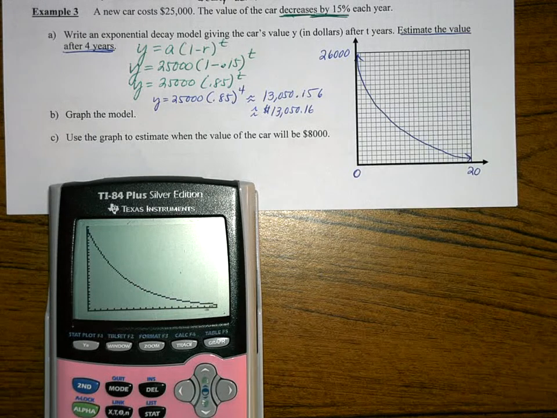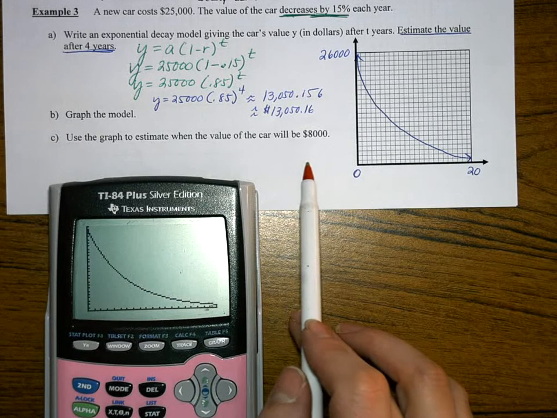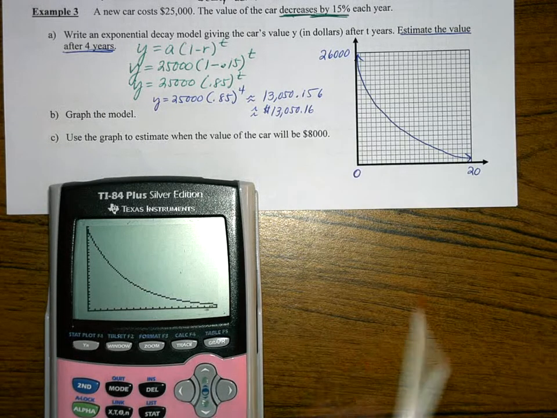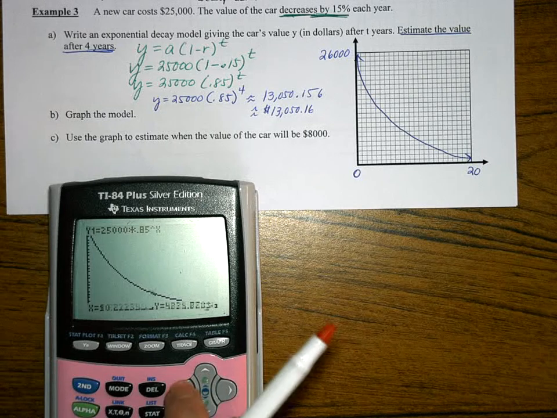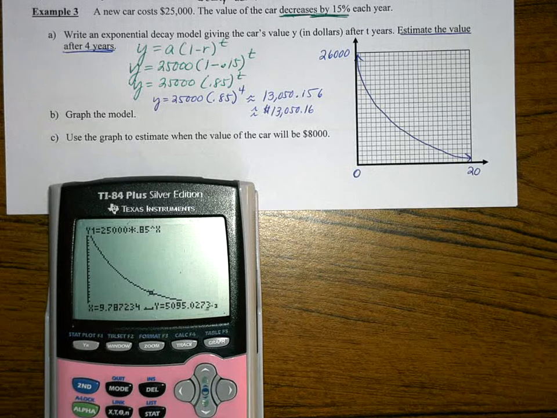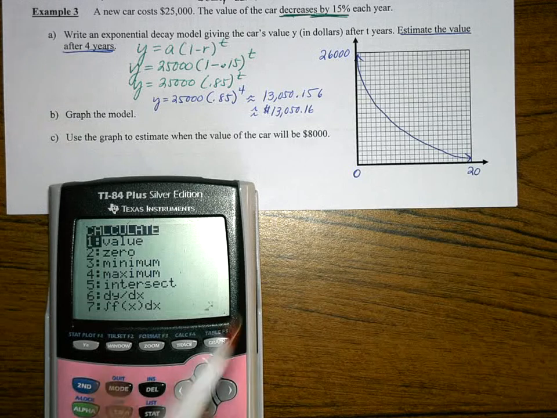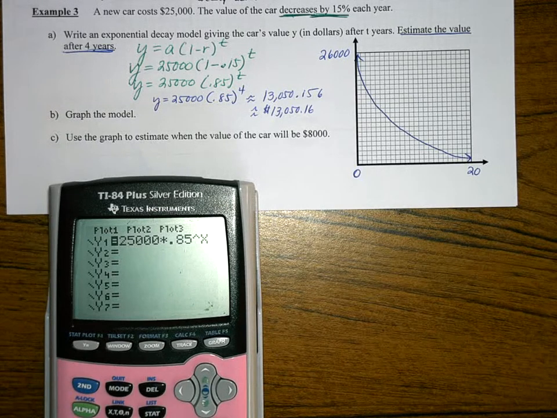Now, what do I want to know? Use your graph to estimate when the car will be worth $8,000. You got a couple options. You could go to trace, and you could just keep putzing around here to see when you get a Y value of $8,000. There's a better, easier way. Go to Y equals. I want to know when the Y is how much? 8,000. So my second equation, I'm going to put Y equals 8,000.